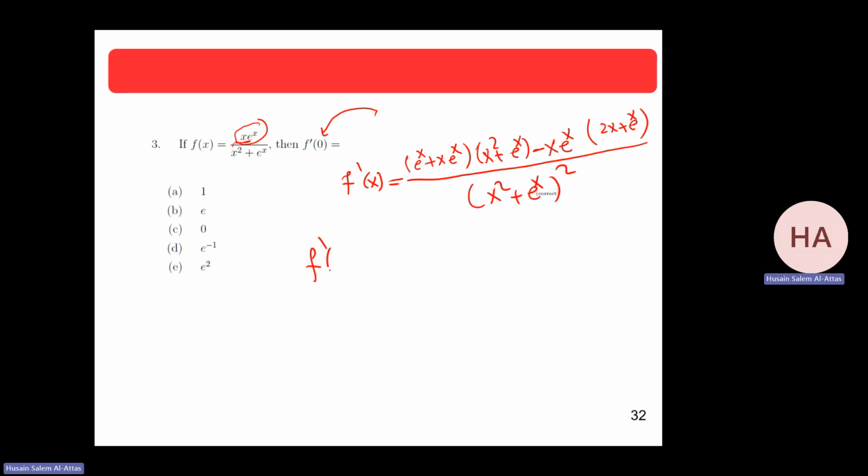What they want is f prime at 0. So I think substituting will make it easier. So I have here 1 plus 0. Here I have 0 plus 1, minus, I have 0 here, 0 times the number, 0, over (0 plus 1) all squared. So it will be 1 over 1, which is 1. So that will be my answer.